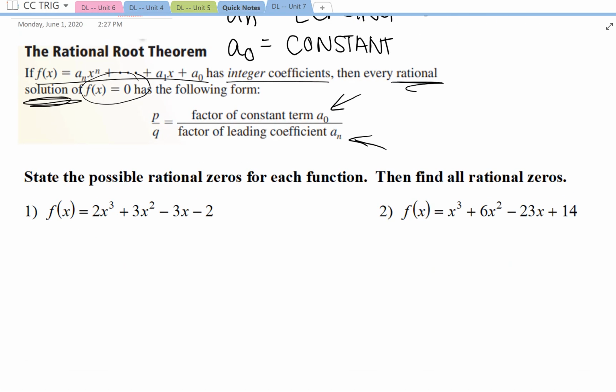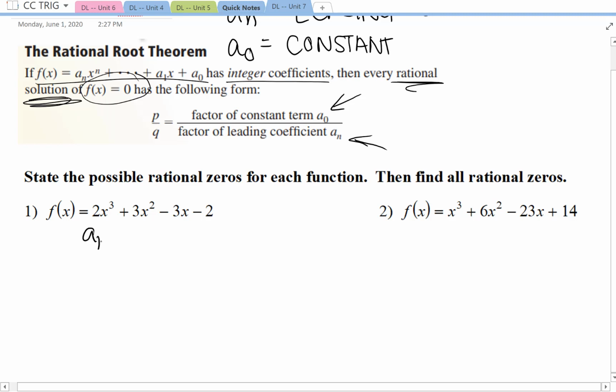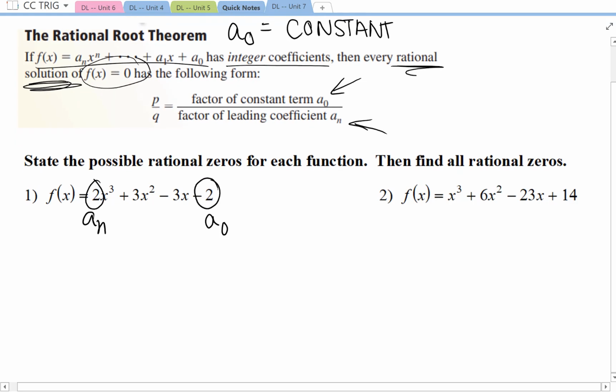So a sub n is right here. That's 2. A sub 0 is also 2, negative 2. The signs we are not concerned with when picking out factors because we will pick positive and negative. We'll cover plus or minus for everything. So p is all the factors of a sub 0 and q is all the factors of a sub n. And this is written as a fraction.